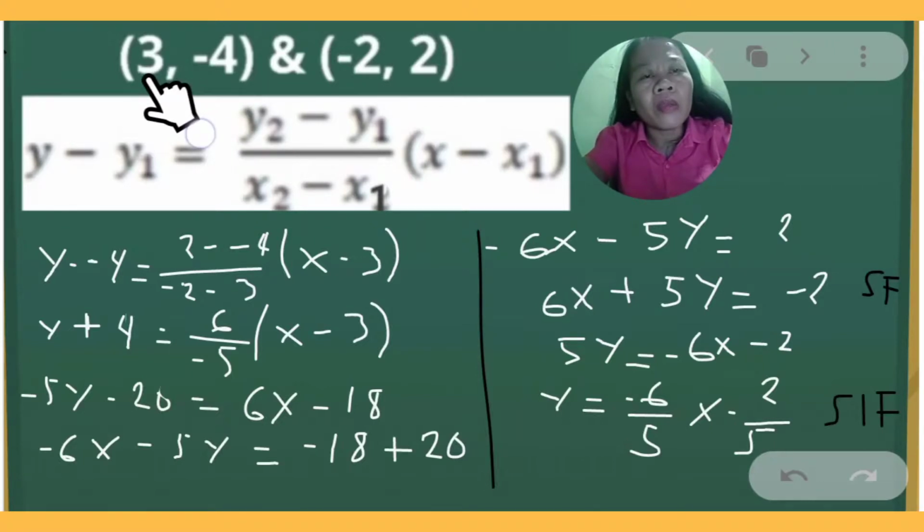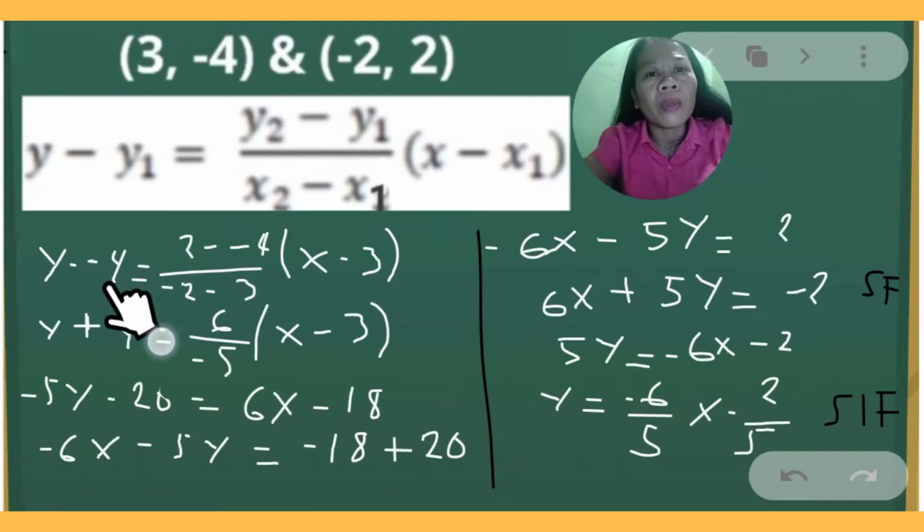So we are given the 2 points with coordinates 3, -4, and -2, 2. So this will be our x sub 1, y sub 1, x sub 2, y sub 2. Substituting into the formula, we have just copy y minus, copy. Our y sub 1 is -4. So we have this one, -4. Just copy equal sign. For y sub 2, we have 2. Copy minus sign from the formula. And then for y sub 1, again, we have -4.